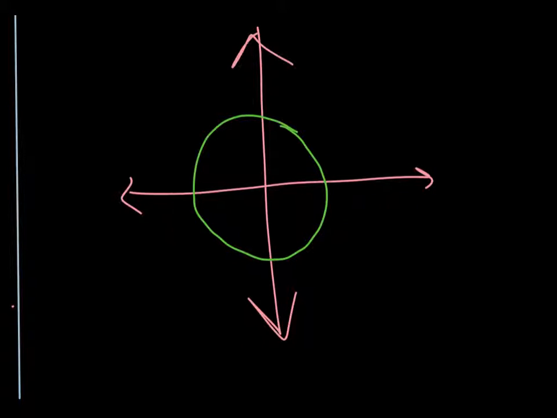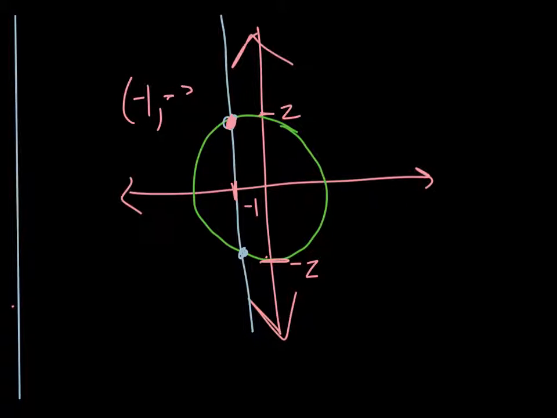This obviously is not a function, because when I draw a vertical line, it touches the green at 2 places. The reason the vertical line test works is because, say this coordinate is -1, so the x coordinate is -1, and this y coordinate is 2, and this y coordinate is -2. The coordinates of this point would be (-1, 2), and the coordinates of this point would be (-1, -2).